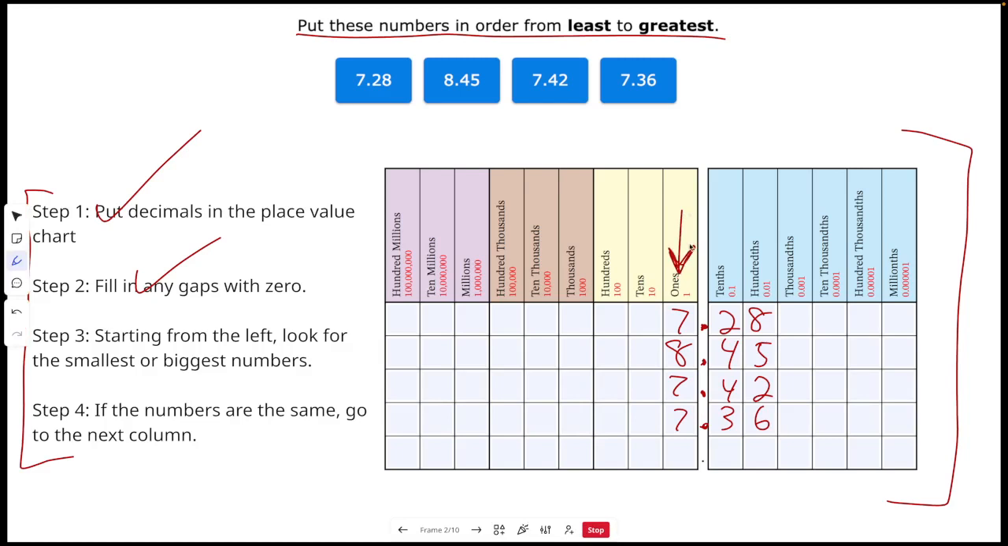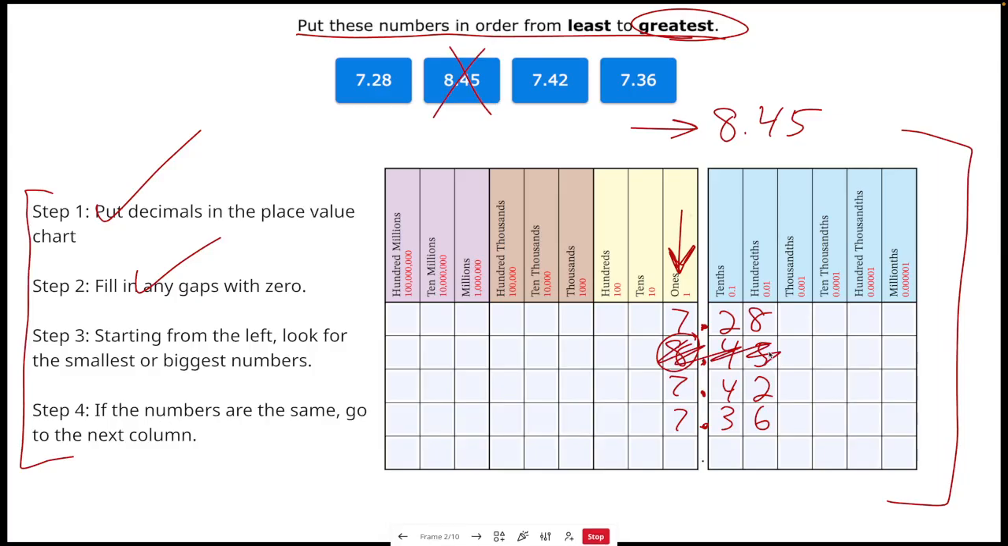So let's start with what's the biggest number? Well, the biggest number is the 8, which means that 8.45 is actually the greatest number. So this is actually going to be at the end of our list. We're putting in order from least to greatest. The biggest number is the 8.45. And let's cross it off now that we've used it. The rest of them all have 7s. And if you look at step 4, it says, if the numbers are the same, go to the next column. So in the ones column, we have all 7s.